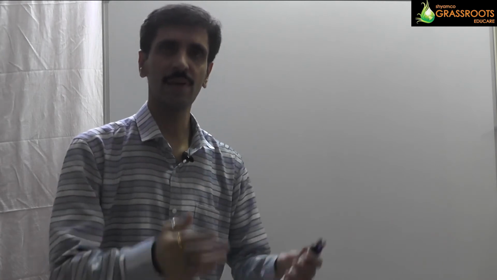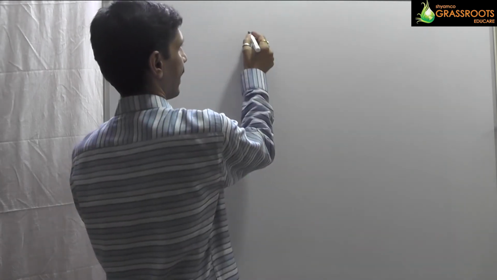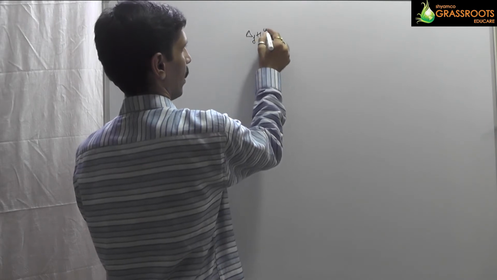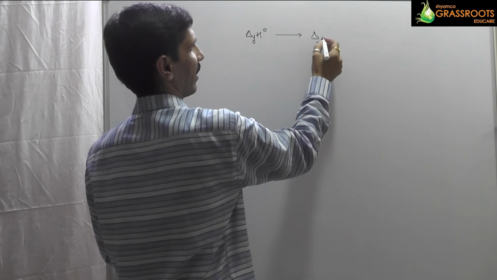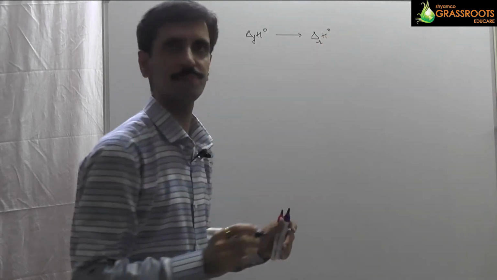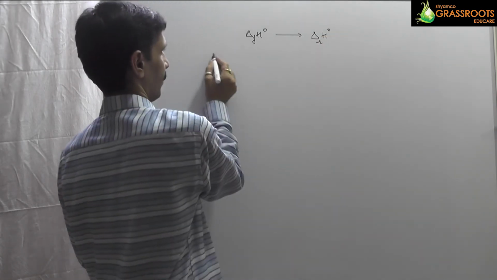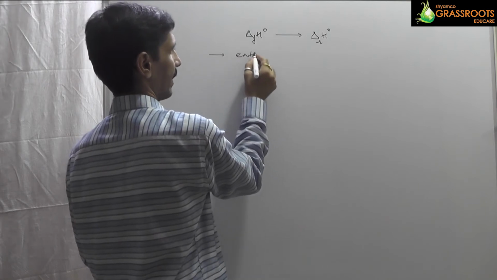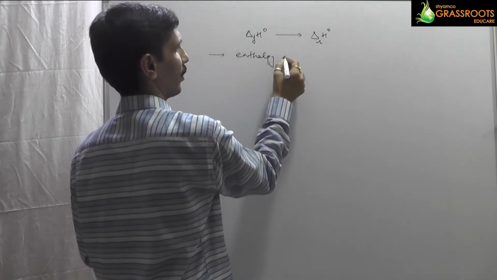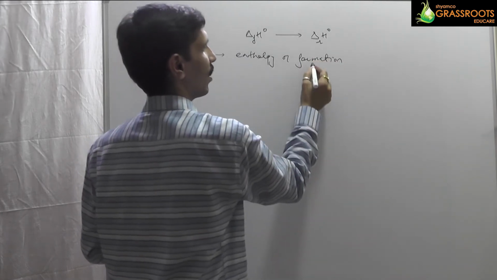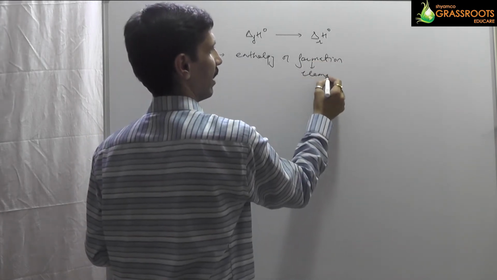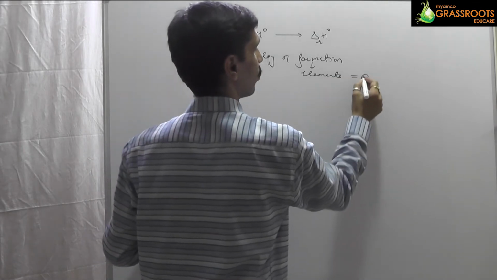Now one more thing which I want you to understand over here, and that is that from the standard enthalpy of formation, it is possible to calculate the standard enthalpy of the reaction. Now point number one is, always remember that the enthalpy of formation of the elements is always equal to 0.